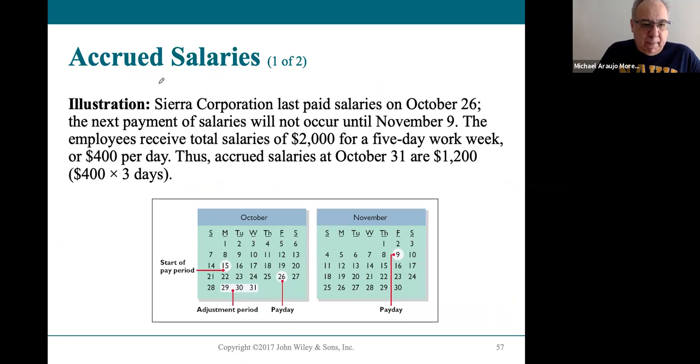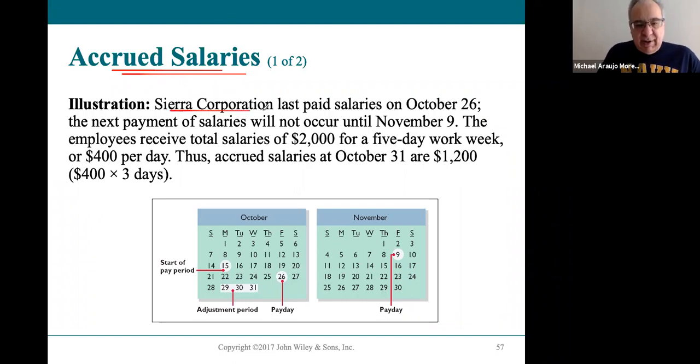One last one, accrued salaries. Now, you've probably been working at one job or another in your lifetime, and you know that you have to work before you get paid, right? So you're working, and then you put your time card in, and then usually you have to wait a week or two to get paid for that time. So in essence, your employer owes you the money. So it's very interesting how employers see it.